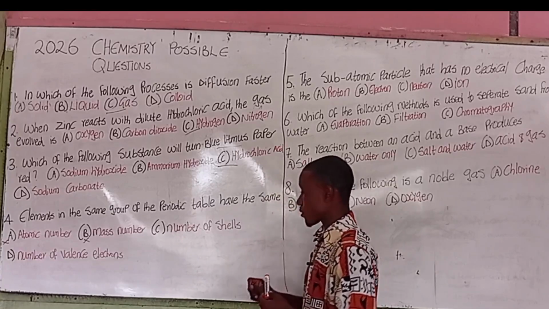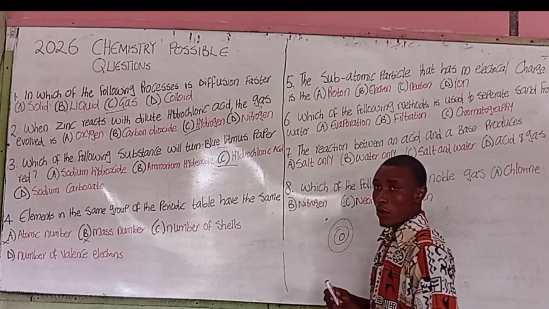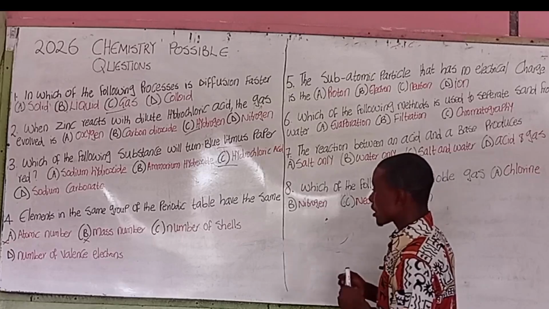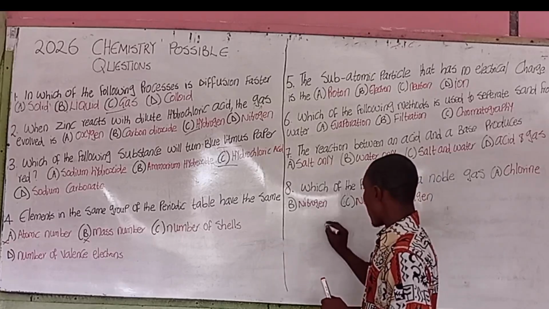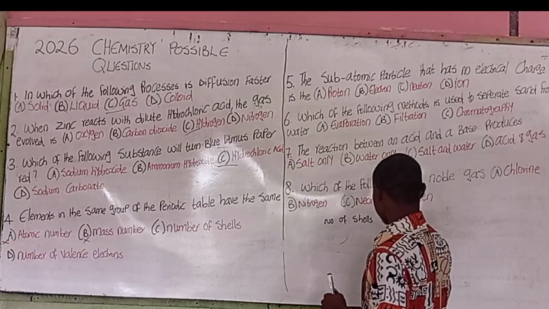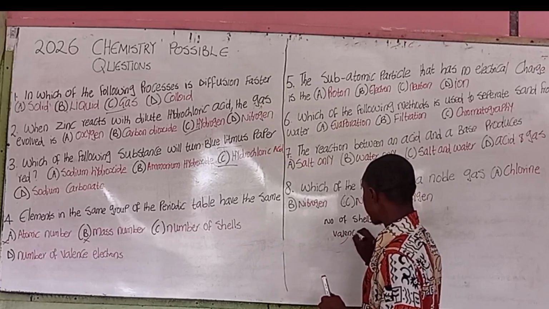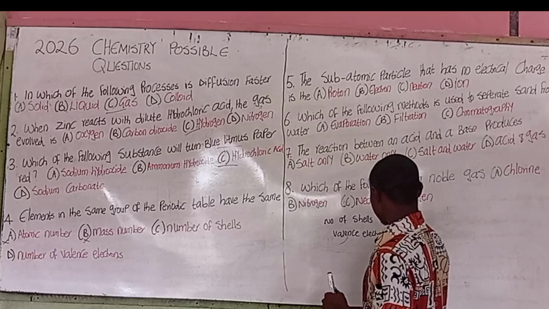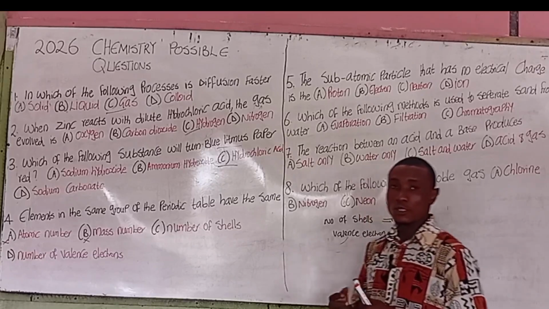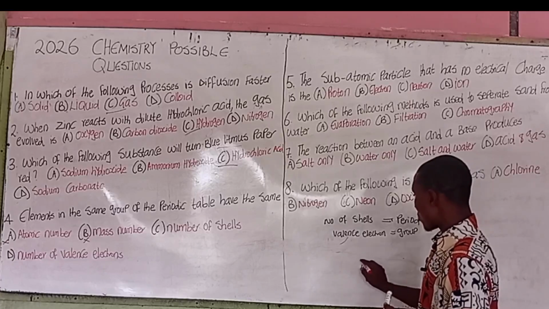Now, when we talk about number of shells, it can be 1, 2, 3. This is a shell. Please note, number of shells is associated with period. So number of shells equals period, and the valence electron equals group. I know that a lot of people don't know what valence electron is. Valence electron is the electron that is found in the outermost shell.